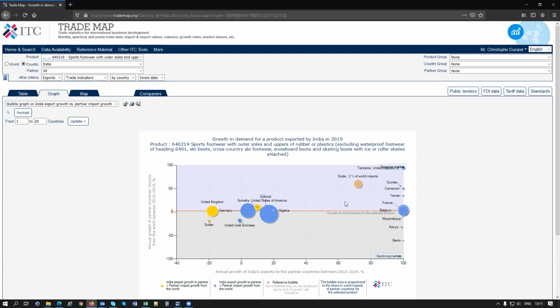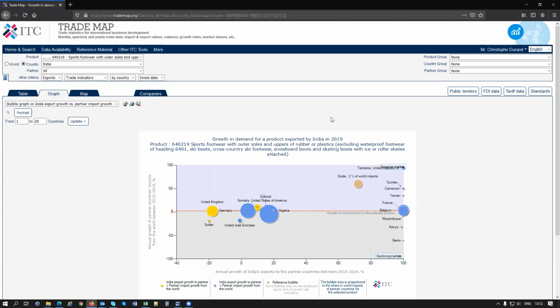Here we have basically two different areas in the graph. The red line tells you the world growth for this particular product, the sports footwear. So worldwide, the demand has grown by 2%, right? And the demand of, for instance, Guinea, Cameroon, Yemen, or Tanzania for that matter, which is completely on the top, has grown quite more than the rest, more than the average. So these are the bubbles on the top of the graph. They are on the right side of the graph, which means India is exporting more and more to those countries. That being said, the bubbles are small, which means these are not such big markets yet.